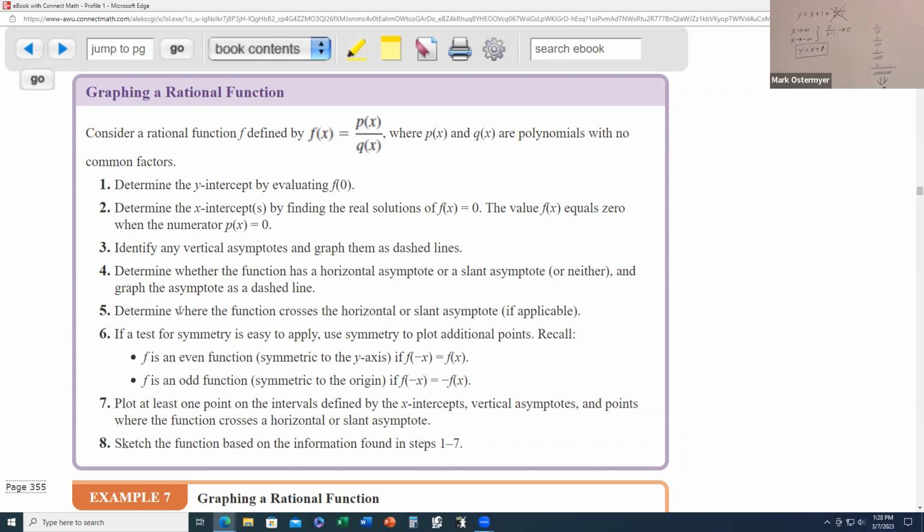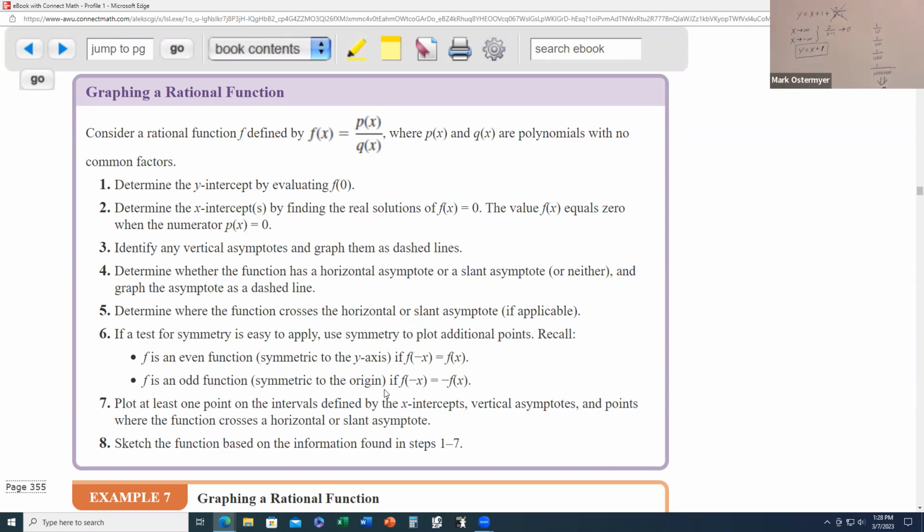If your function has a horizontal or slant asymptote, you want to determine where the graph of the rational function crosses or touches the horizontal or slant asymptote. If it doesn't have a horizontal or slant asymptote, don't worry about number 5. Using the knowledge of whether the function is even or odd can aid your ability to sketch the graph accurately as far as its relationship with symmetry is concerned with respect to the x or the y-axis. And last but not least, later on, we may have to plot some other strategic points of the rational function to more accurately determine its graph.